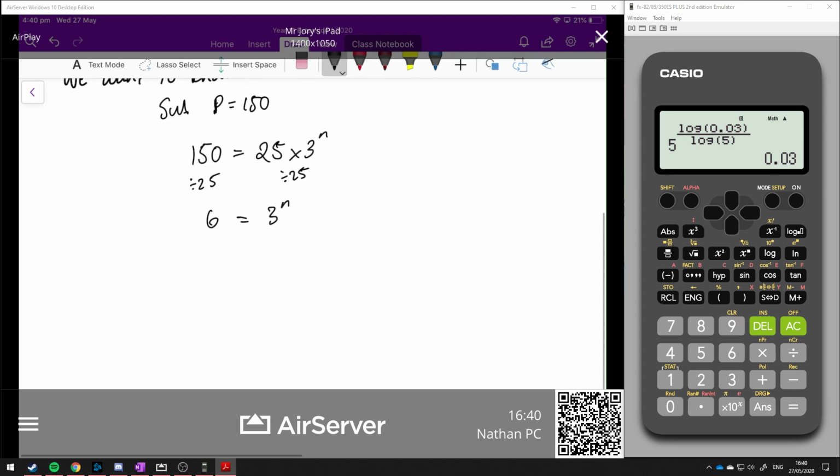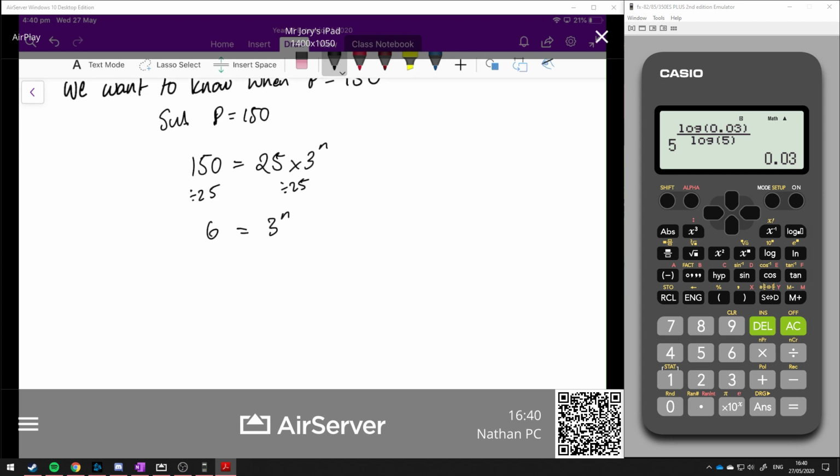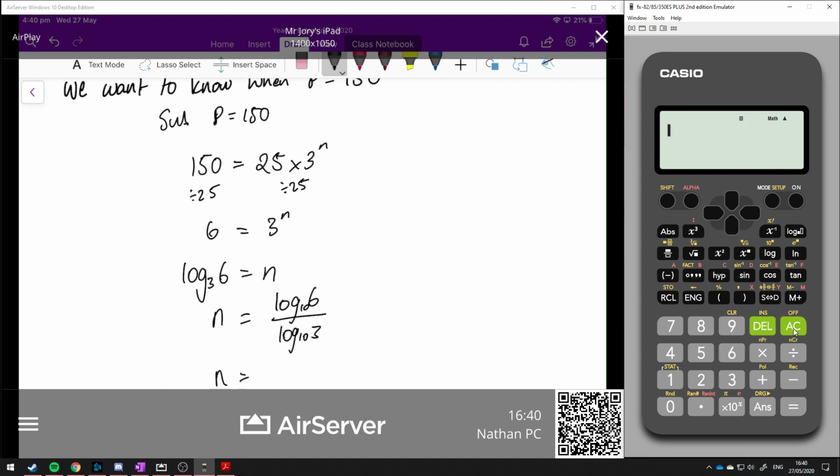Okay, so now to get n by itself, we're going to change this into a logarithm. So it's going to be log base 3 of 6 is equal to n. Okay, and then we're going to do our change of base. So it's going to be log base 10 of 6 over log base 10 of 3. And this is going to give us how many days it should take.